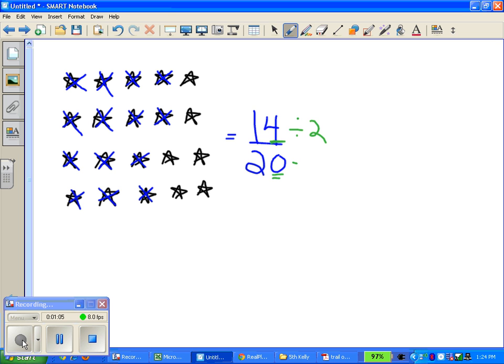14 divided by 2 and 20 divided by 2. 14 divided by 2 is 7, and 20 divided by 2 is 10. So my fraction is 7/10. So 7/10 is equivalent to 14/20, and that shows how many of the stars have been crossed out. Next thing I want to do is take the 7/10 and change it to a decimal.